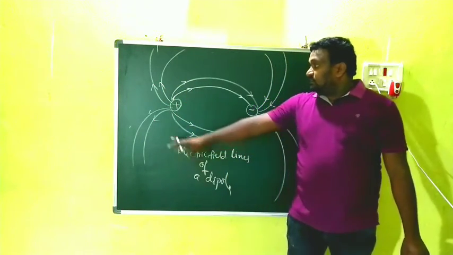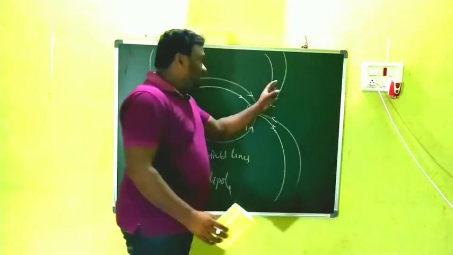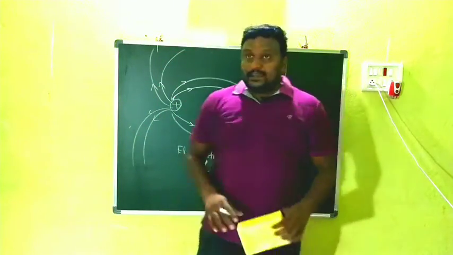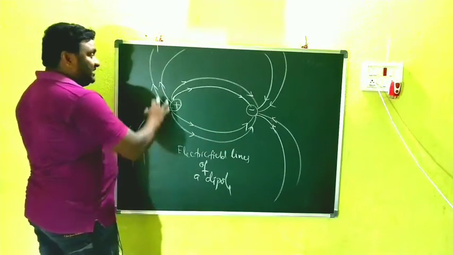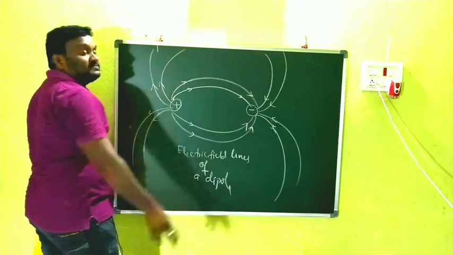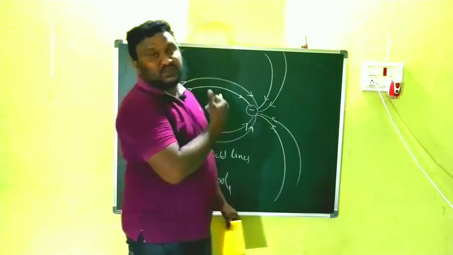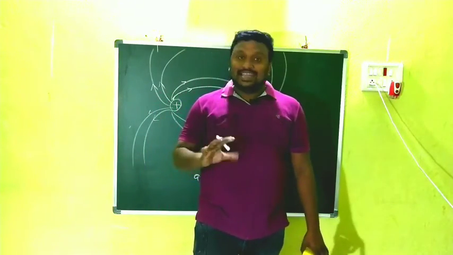And now here some of these electric field lines are there. Here they are also moving like that, but they will occupy more space. Here these two field lines are coming from positive to the negative, and these also reach the negative charge, but they will occupy more space. So it is not sufficient to draw the remaining ones. That's why we are simply showing it like that. So these are the electric field lines for the dipole.